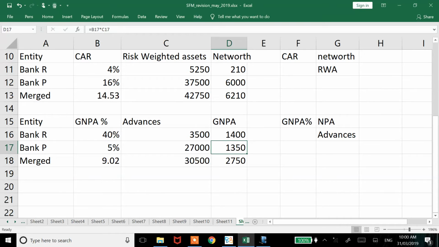After you are done with it, finally you can write: GNPA of merged bank is equal to 9.02%. Capital adequacy ratio of merged bank is equal to 14.53%. Below the table, just write that. That is sufficient. Any doubts on this?